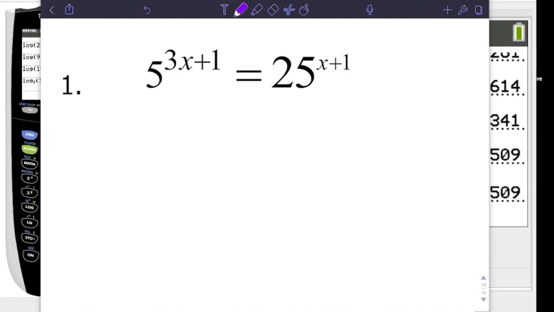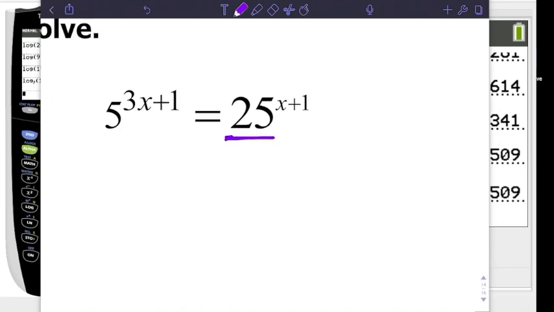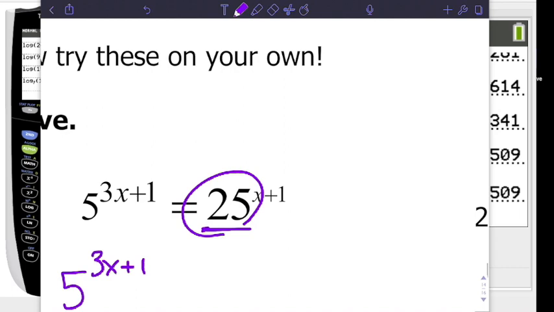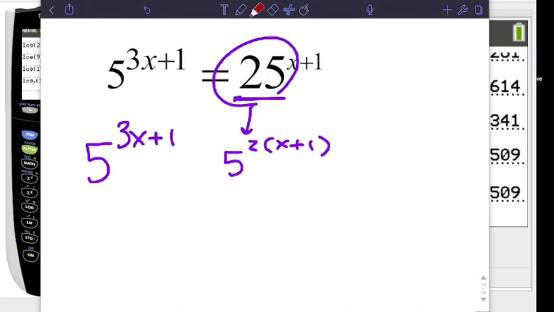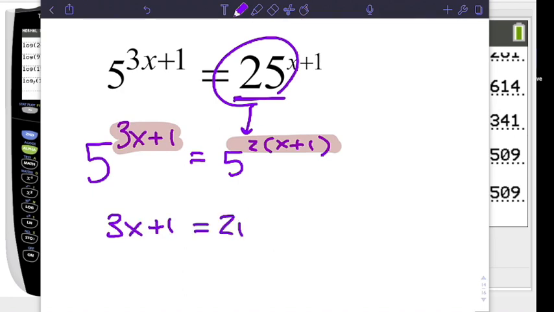Whenever I get exponential equations, I first look at if I can write 25 as 5 raised to something, which you absolutely can. 25 is the same exact thing as 5 squared. So I'm going to change that 25 to 5 squared, and then you still got the x plus 1. Since your bases are the exact same, set your exponents equal to each other. So 3x plus 1 equals 2x plus 1.